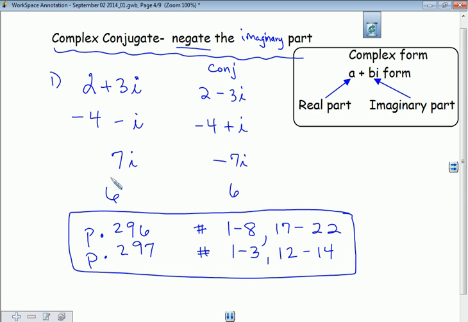Is this a complex number? Is 6 complex? Yes. Okay, if we had to best describe it, what would you call it? A natural number. But do natural numbers fall within the complex realm? Yes. This is 6 plus 0i, isn't it?